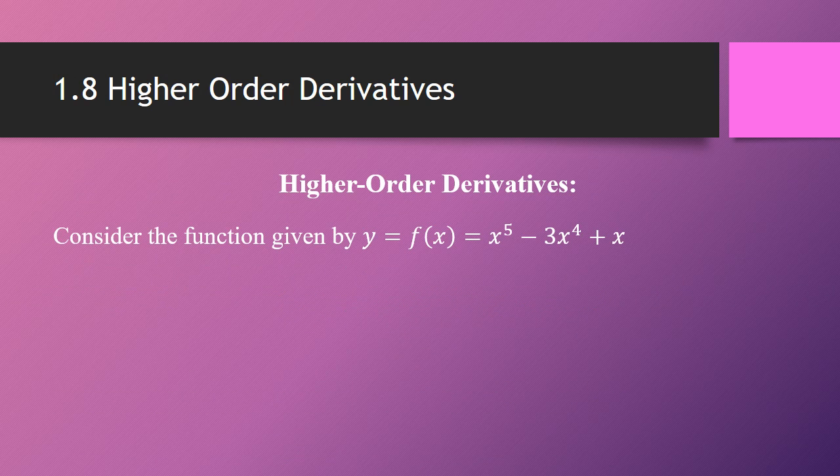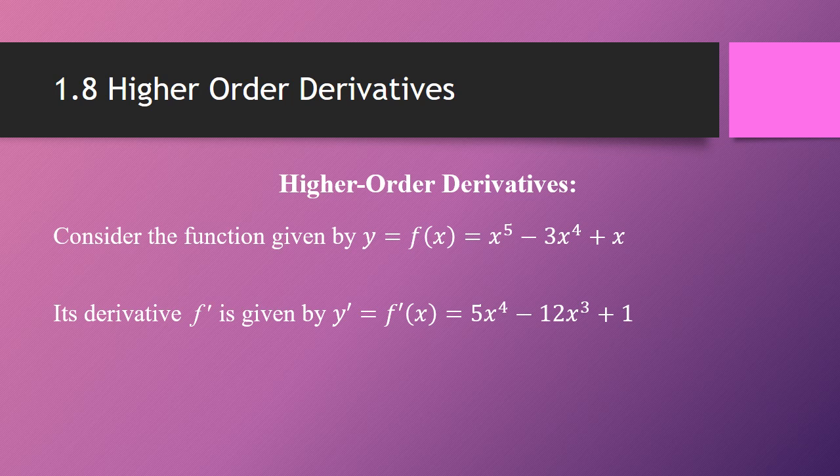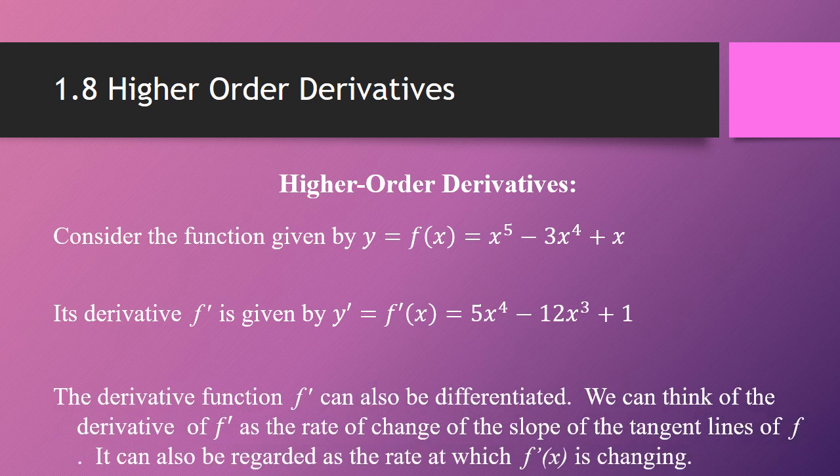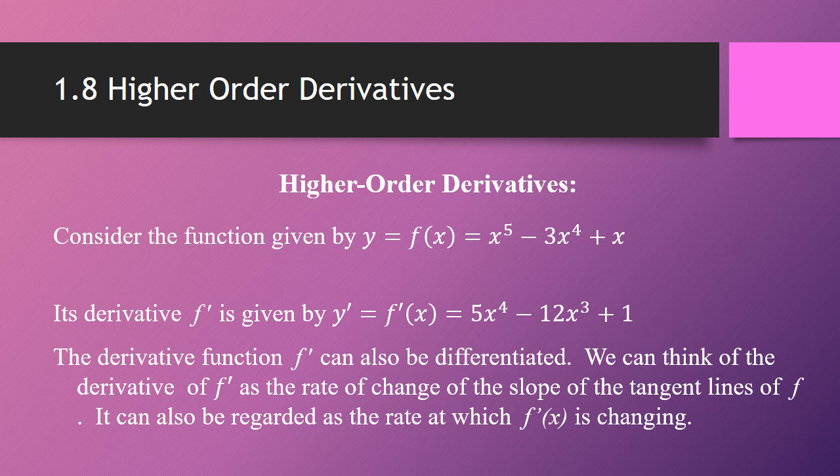Okay, so let's consider this function. We have x to the fifth minus 3x to the fourth plus x. The derivative is 5x to the fourth minus 12x to the third plus 1. Well, we can also take the derivative of the derivative. In other words, the derivative can be differentiated.